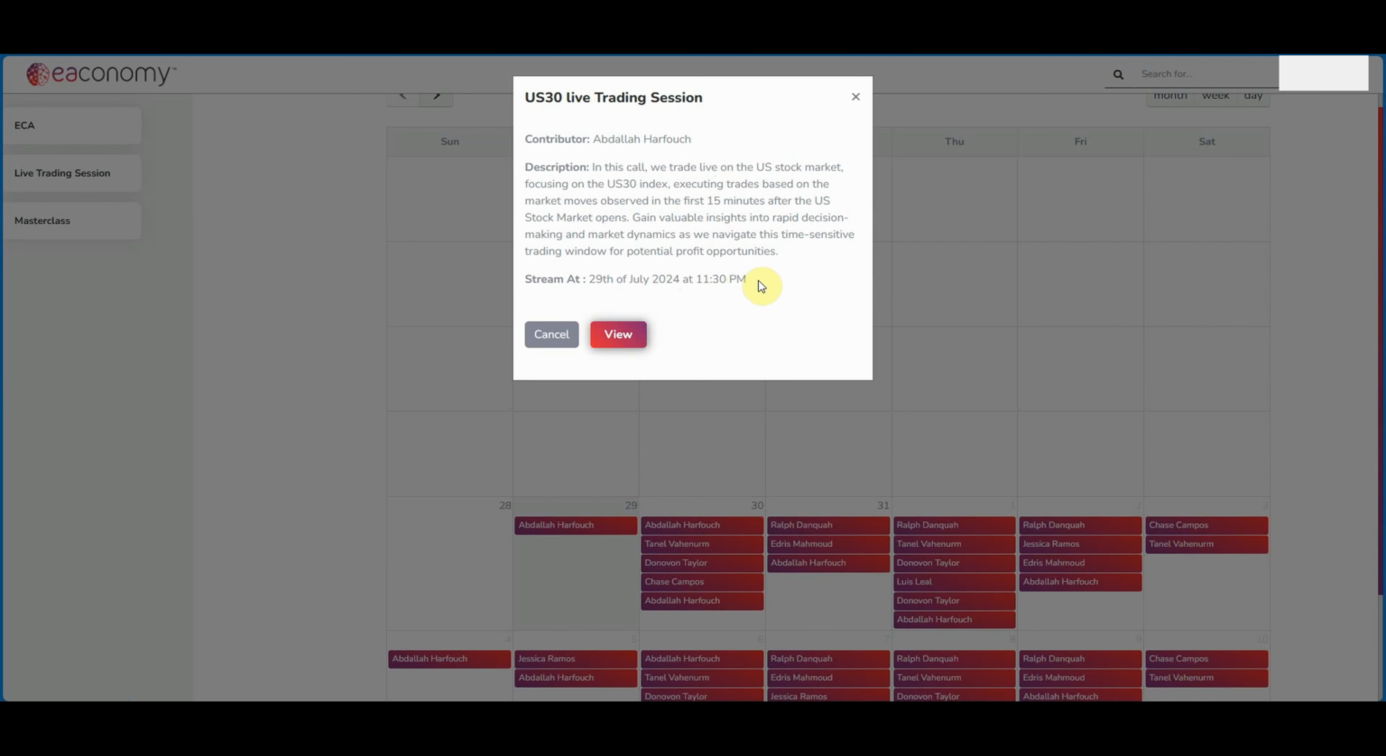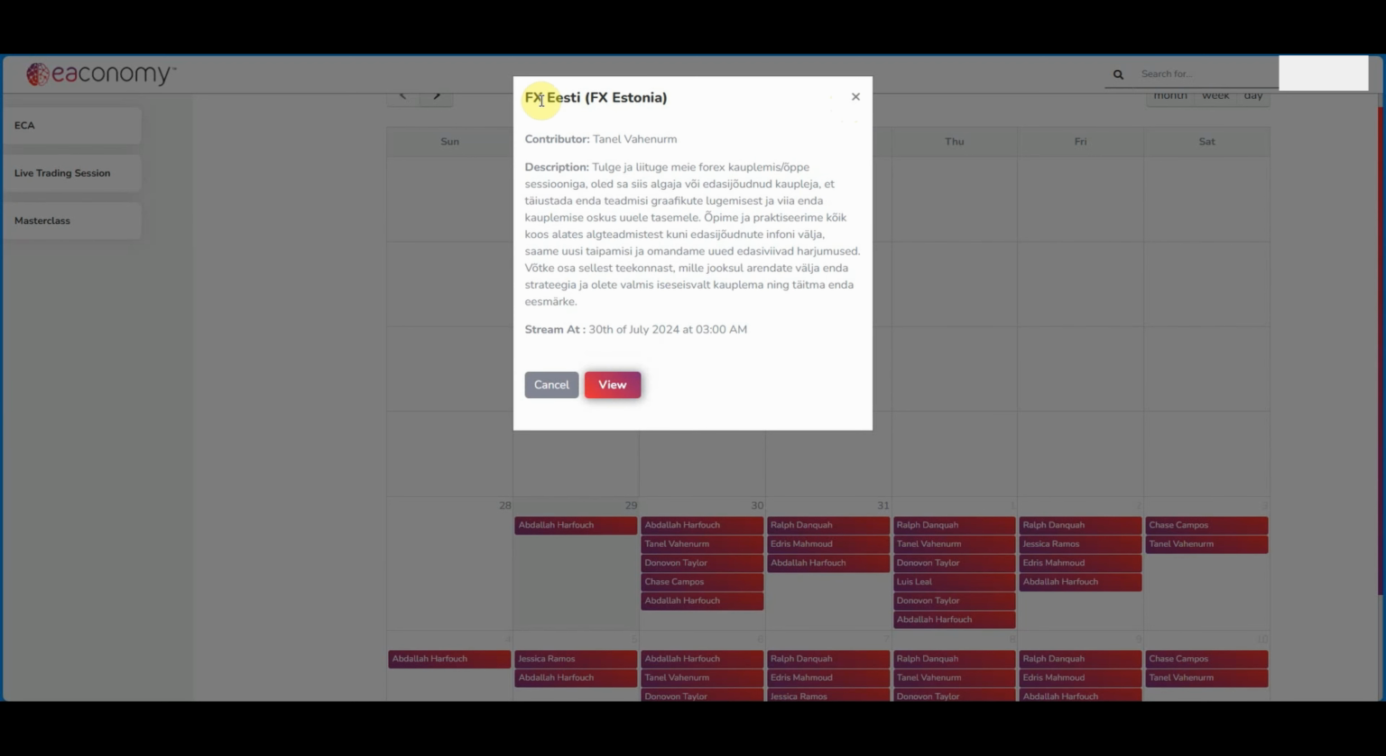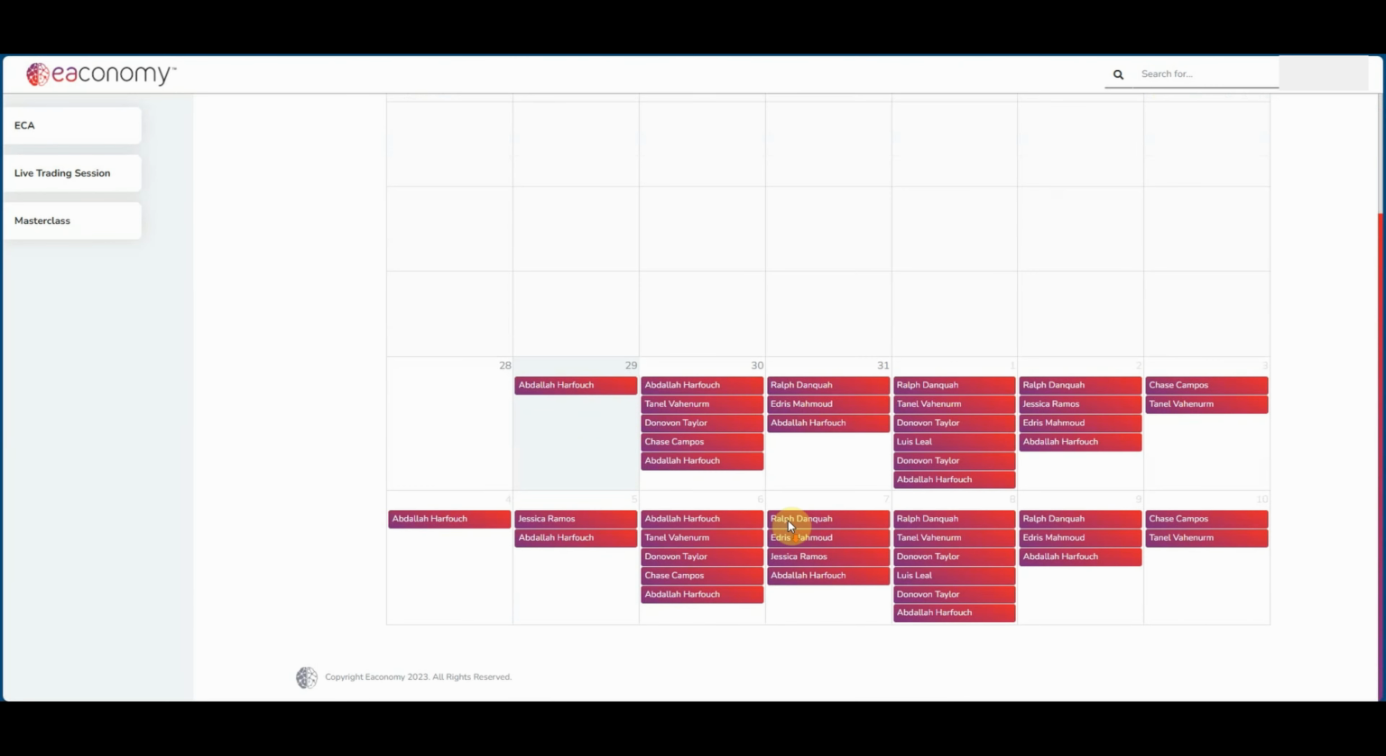And the open, as I mentioned earlier, is where the gaps happen, or where the gaps are often aiming to be filled within that sort of first hour of trade a lot of the time. We've got even more sessions here, so live sessions just about every day. If you've got time to trade, there's a ton of opportunity here. So FX Estonia, I'm not sure on the language of that session.